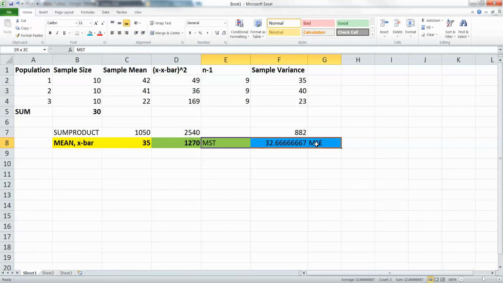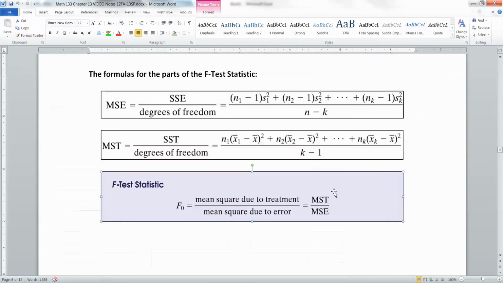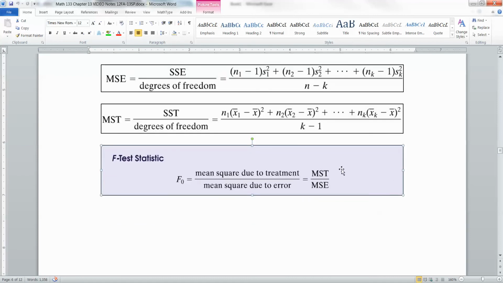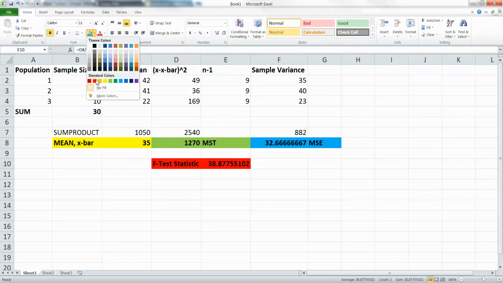Okay, now we've got both parts for MST and MSE. Now we just need to find the F-test statistic and we're golden. F-test statistic, I can spell, is equal to, and if you recall, it's MST divided by MSE. The mean square due to treatment divided by the mean square due to error. So I take this number 1270 and I divide it by 32 and change, and I get 38.87. And there's our answer right there.